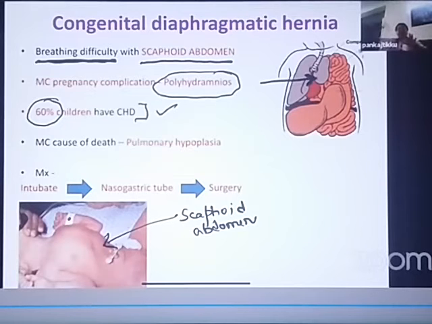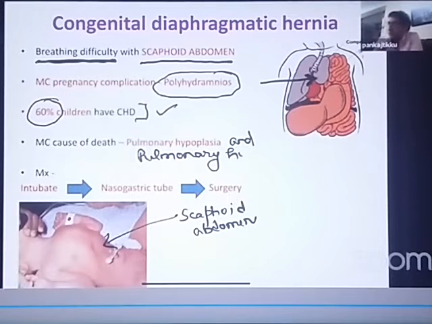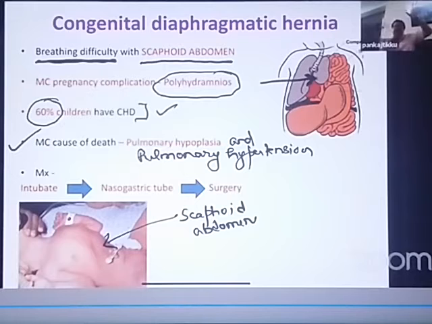Because the lungs are getting compressed, the lungs have not expanded, and most of these children suffer from pulmonary hypoplasia and pulmonary hypertension, which is the cause of death in the maximum number of cases. Pulmonary hypoplasia, hypo means not able to develop properly, because the lungs are compressed so the lungs cannot expand. As a result of pulmonary hypoplasia, pulmonary hypertension is the most common cause of death in a diaphragmatic hernia.